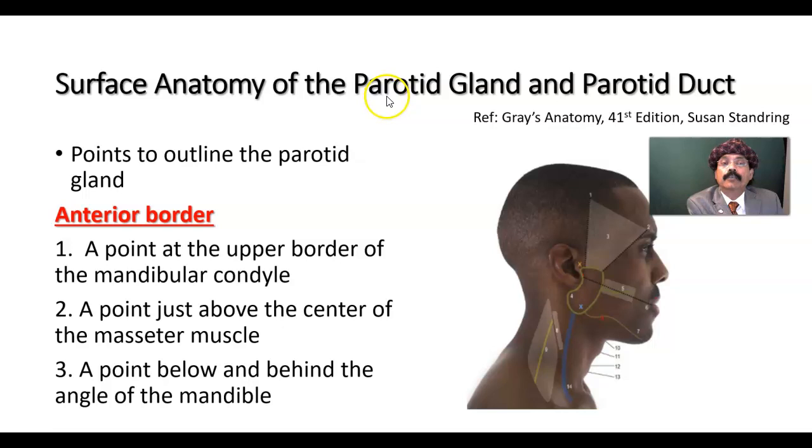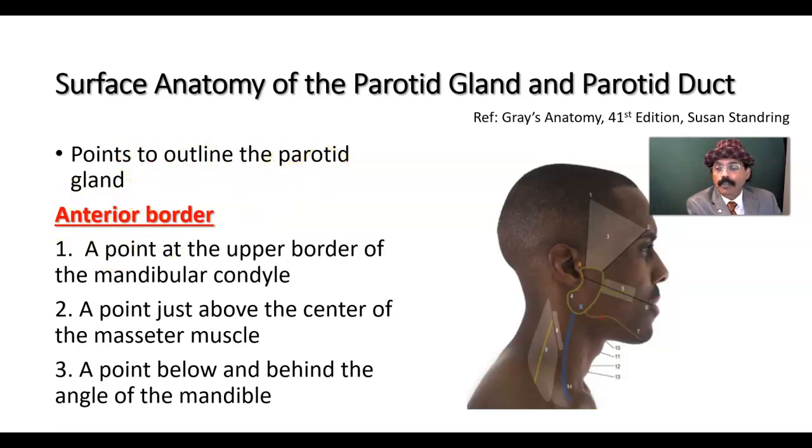Today I will discuss the surface anatomy of the parotid gland and the parotid duct. The parotid glands are a pair of serous salivary glands. These are the largest salivary glands, and the parotid duct is the duct of the parotid gland, also called Stenson duct.